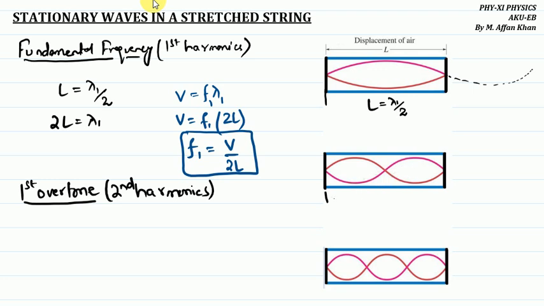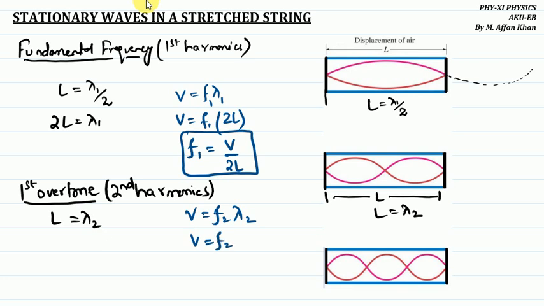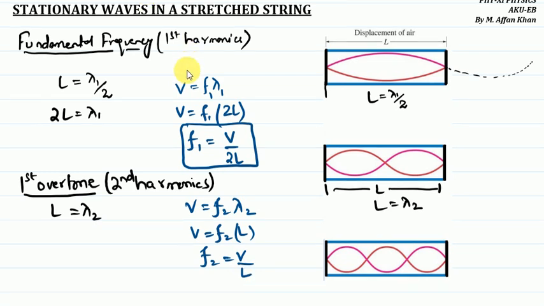Since the length is L and this is making a complete wavelength, we can write L is equal to lambda 2. We are going to find what this particular frequency is which will generate the second harmonic. Again we start with our fundamental equation: V is equal to F2 lambda 2. Let us put lambda 2 equal to L, and F2 is equal to V upon L. But there is something interesting we can find.